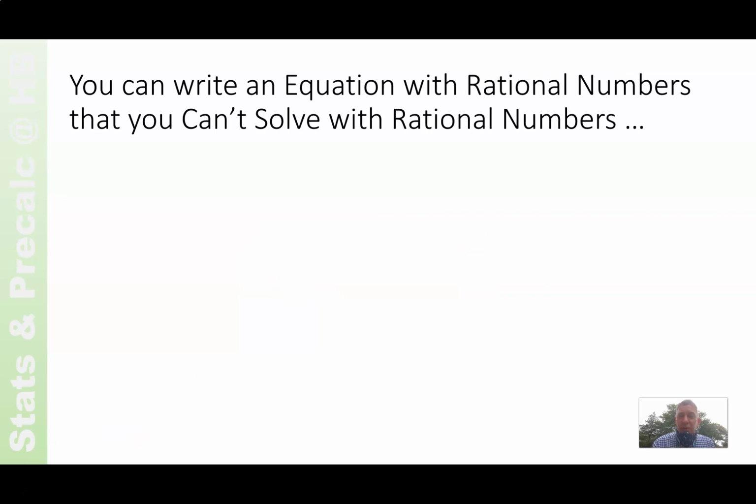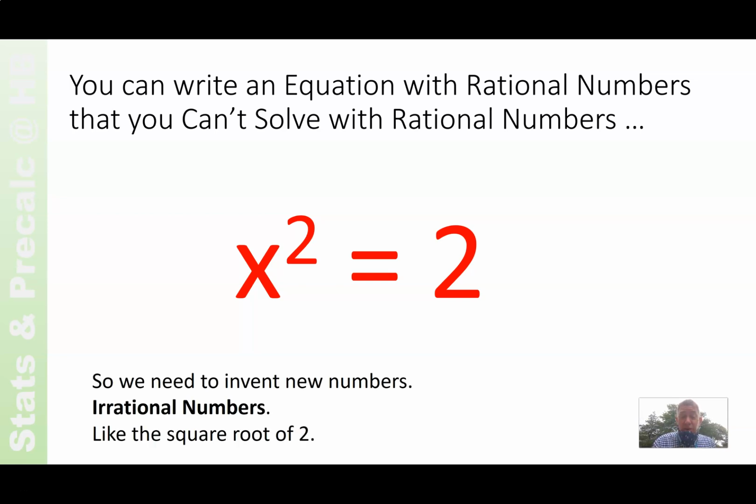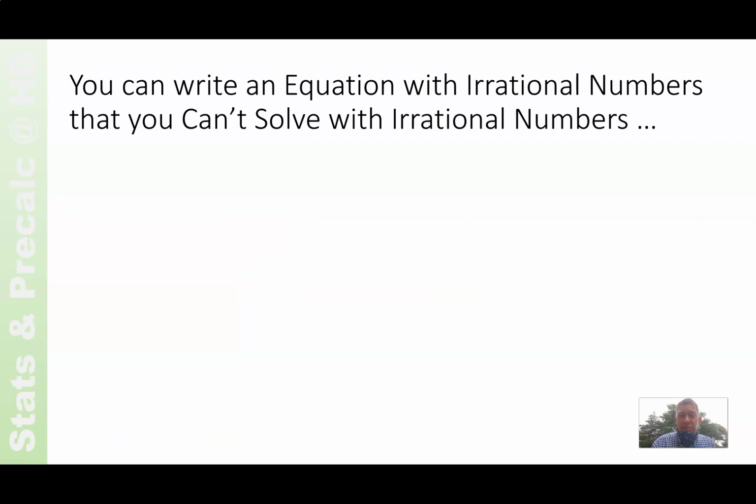Likewise, you could write an equation with rational numbers that you can't solve with rational numbers, like x times x is 2. The answer to that is not a nice rational number. It's the square root of 2, which goes on forever as a decimal. We had to invent irrational numbers.